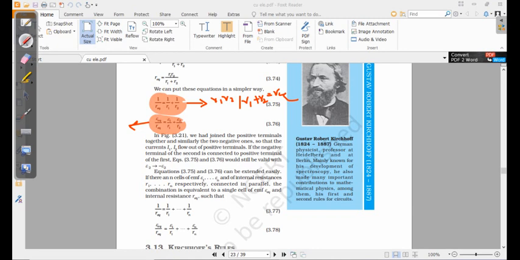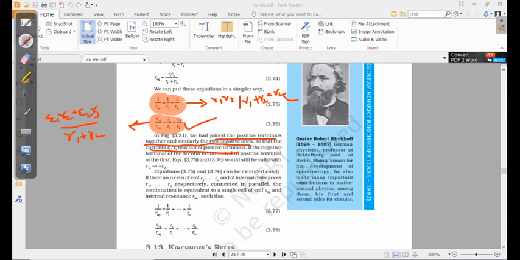What is it now? E1 R2 plus E2 R1 divided by R1 plus R2. This also we can use. I think we are using this equation very rarely, only for one problem. Similarly, another point he is mentioning here: we have joined the positive terminals together and similarly the negative terminals, so that the currents I1 I2 are out of the positive terminal, no problem.